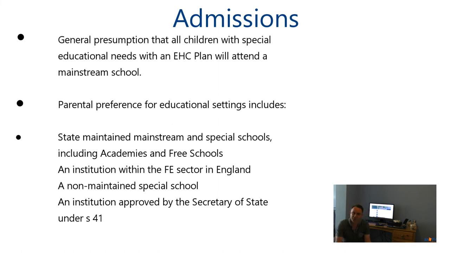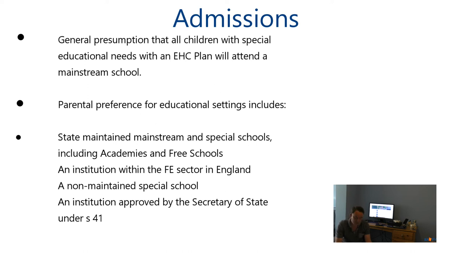An important principle from the Children and Families Act is that all children and young people are required to be educated in mainstream settings. Under legislation, if a child does have an education, health and care plan, then that gives a number of rights to parents. So for example, they can ask for a personal budget to deliver the support that's specified in the plan. They can also ask for a number of schools to be named in the plan.